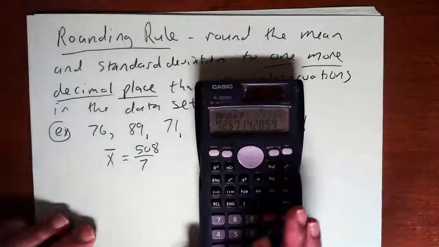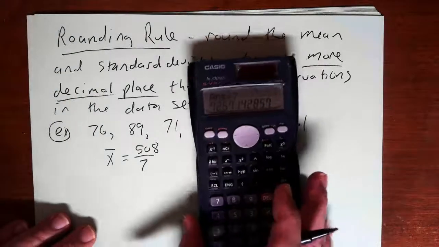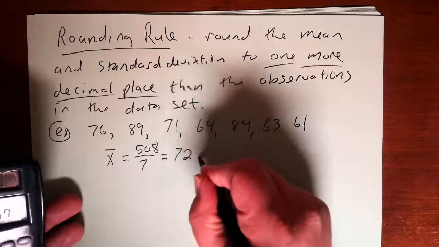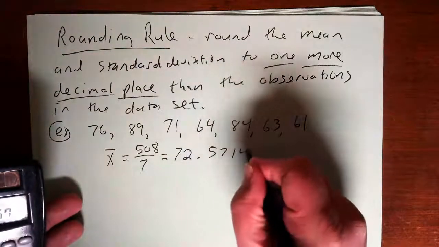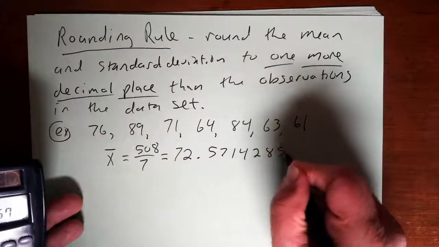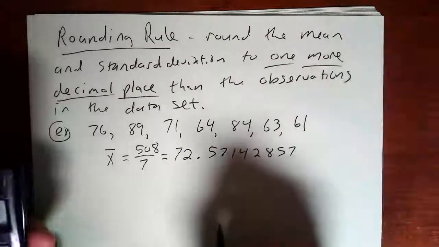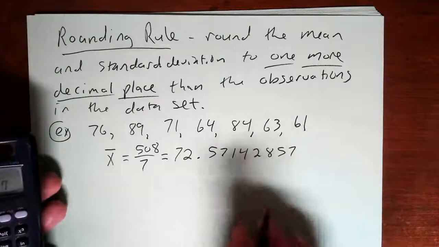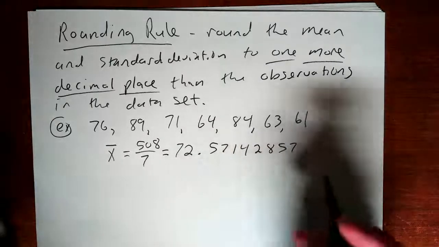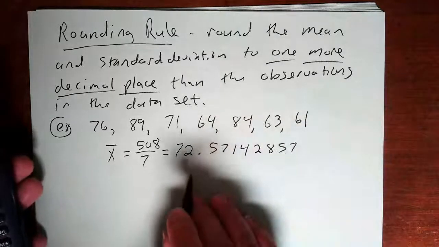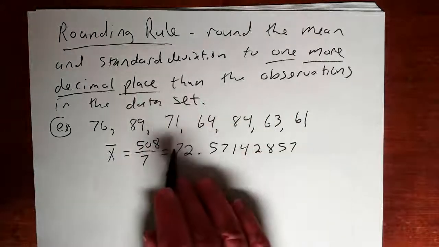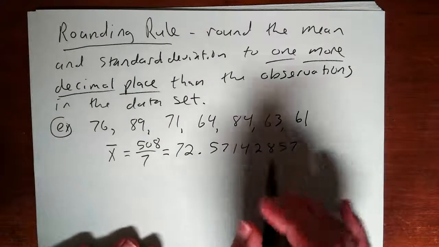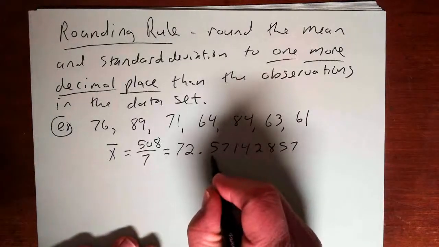And I get a repeating decimal, something with a bunch of decimal places. It's like 72.571428571428. It probably repeats itself. Okay, so when this happens, we're going to need to round the mean. And the rule that we're going to use is we're going to round to one more decimal place than the observations in the data set. All these scores here are rounded to the ones place, so I'm going to round this to the tenths place.